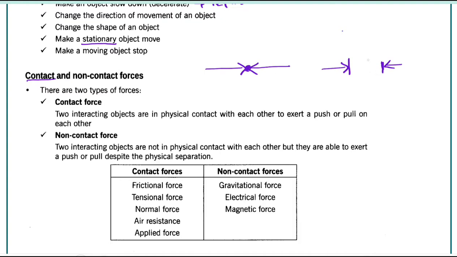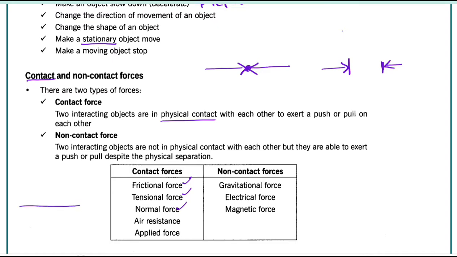In contact forces, the two interacting objects are in physical contact with each other to exert a push or a pull on each other. Then we also have non-contact forces, which interact without touching each other. Examples of contact forces are frictional force, tension, and normal force. A normal force, it means normal.